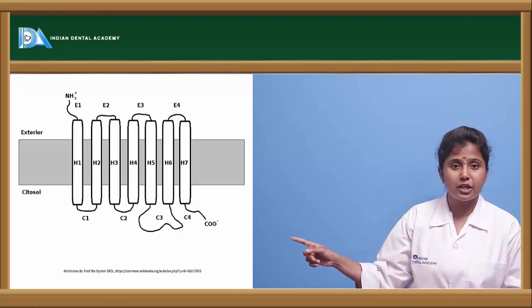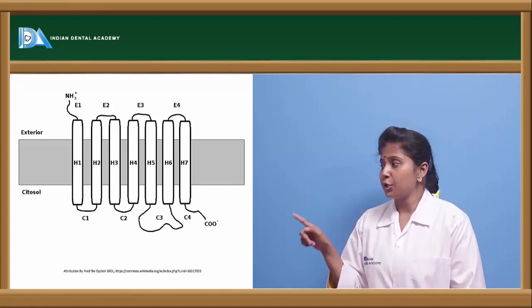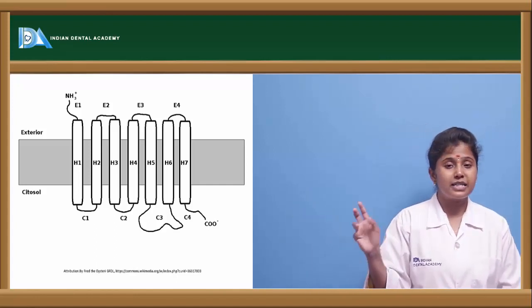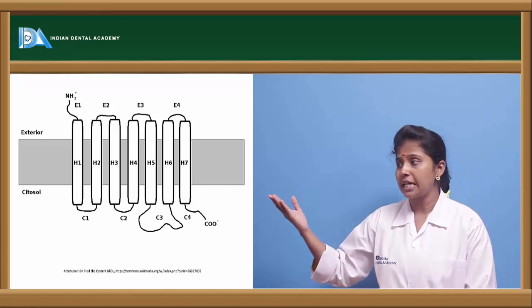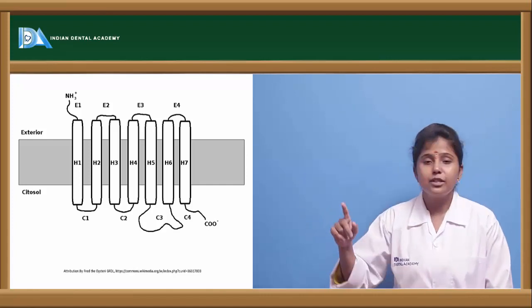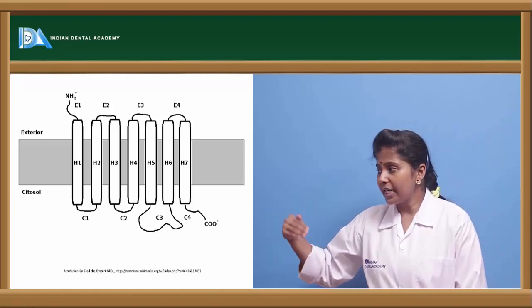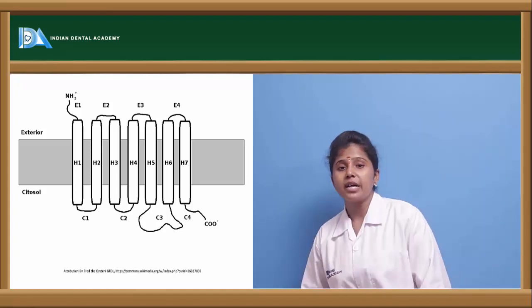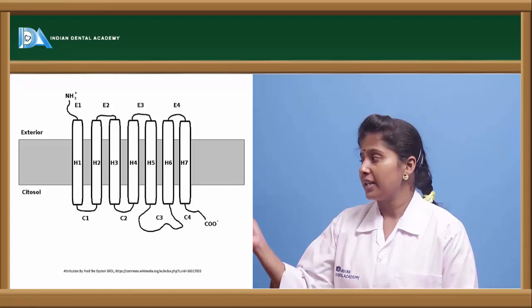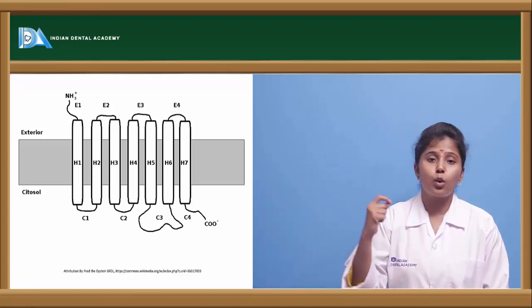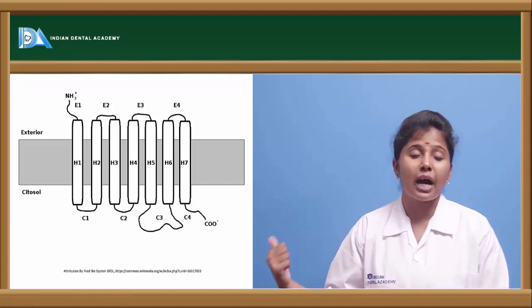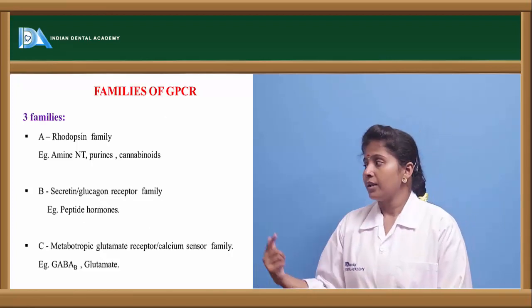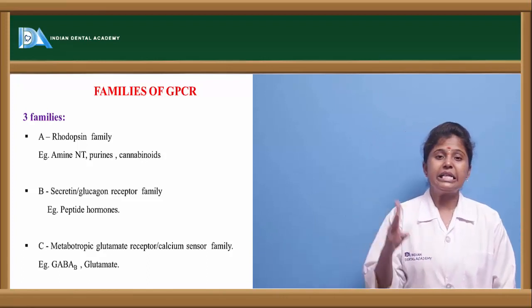If we see this structure, it has 7 helices, H1, H2, H3, H4, H5, H6 and H7. Extracellularly, that is outside the cytosol, 3 loops are present, E2, E3 and E4. And intracellularly, there are 3 loops present, C1, C2 and C3. And there are free ends where one end is attached with an amino group, the other end is connected with a carboxyl group. And GPCRs have 3 families.